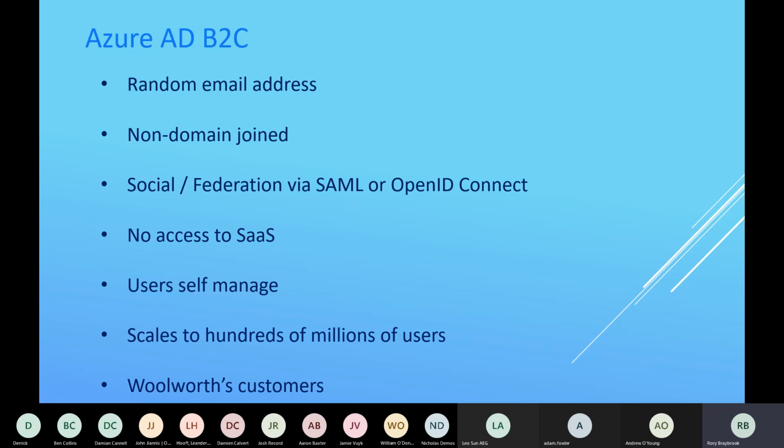And an example, obviously, would be Woolworths customers. So this is the portal that Woolworths customers would use to do online ordering or whatever. So that's basically a quick summary of the differences between the three types of directories that you have in Azure.